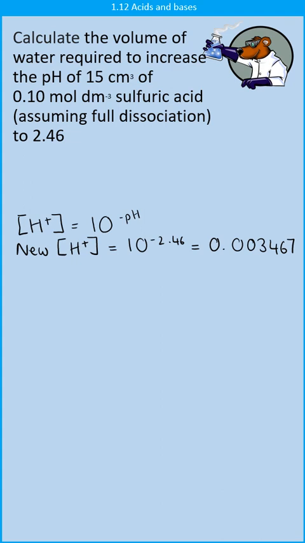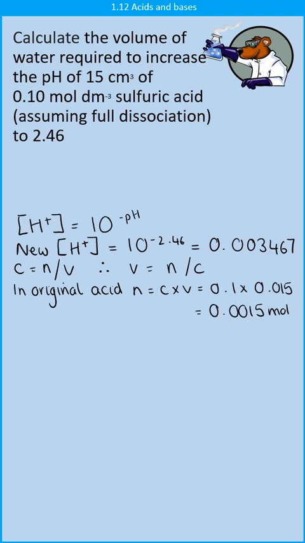Now, in order to work out what volume we're going to need to have this particular hydrogen ion concentration, we're going to take our concentration equation, so concentration is moles divided by volume, and rearrange that to be volume is moles divided by concentration. And so in my original acid, the number of moles of sulfuric acid would be 0.1, which is the concentration, multiplied by 0.015. Because of course I need that volume to be in decimeters cubed rather than centimeters cubed. So that gives me 0.0015 moles of sulfuric acid.